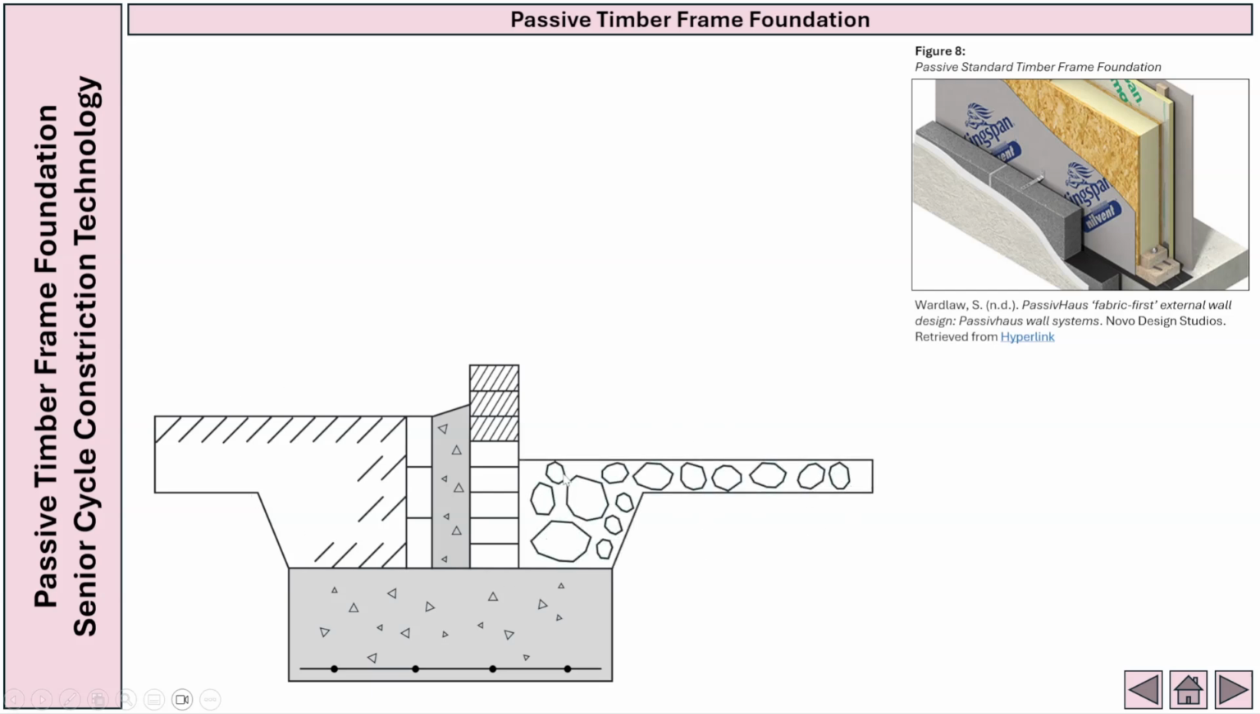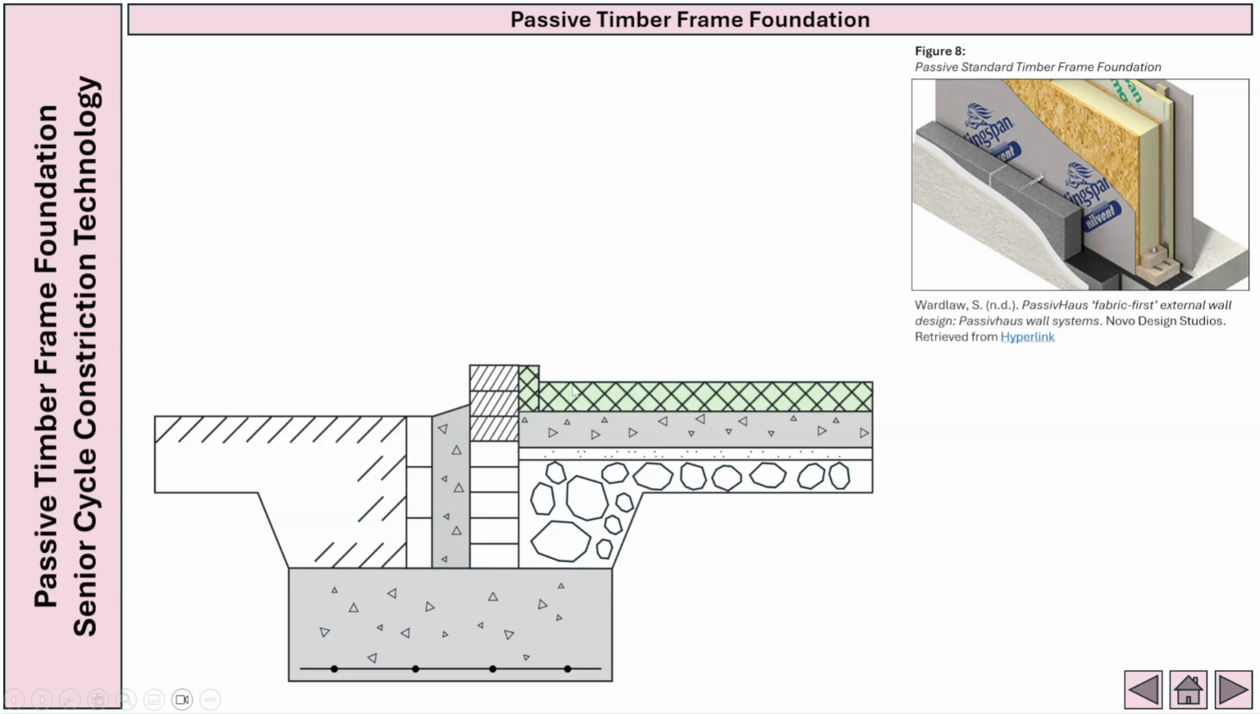You can see that it is 150 hardcore. On top of the hardcore we have got our 40 blinding. On top of the blinding we have our 150 concrete subfloor. On the right hand side here we have got our insulation, which is measured at 80 millimeters. And beside that we have got our insulation then, which is measured in at 150. And on top of that then we have got our 75 screed.